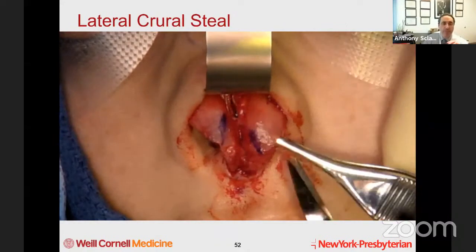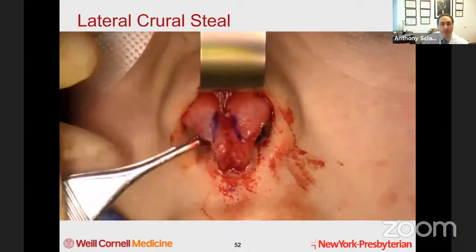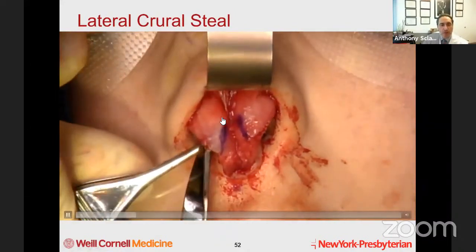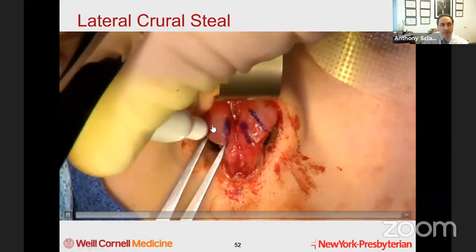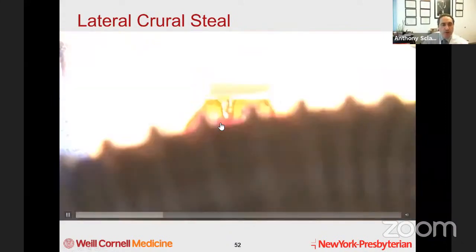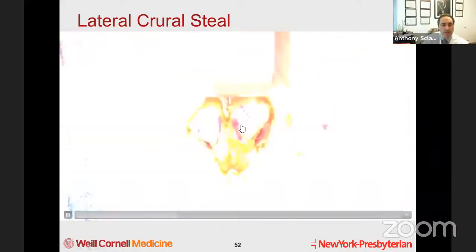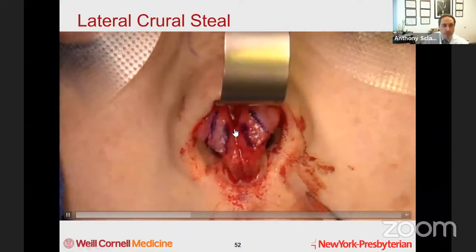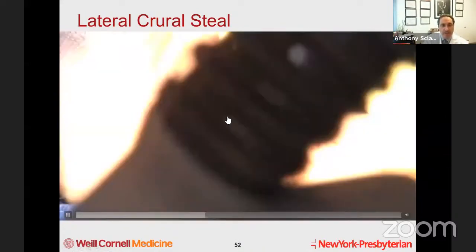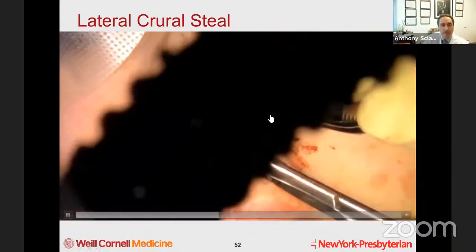I know we're coming up on time. Just a few more. But what I'm doing is I've marked the natural domes, and I dissected free the mucosa from the undersurface of the cartilage. Now I'm marking where I want my new domes to be. And I've dissected equidistant on both sides of that.